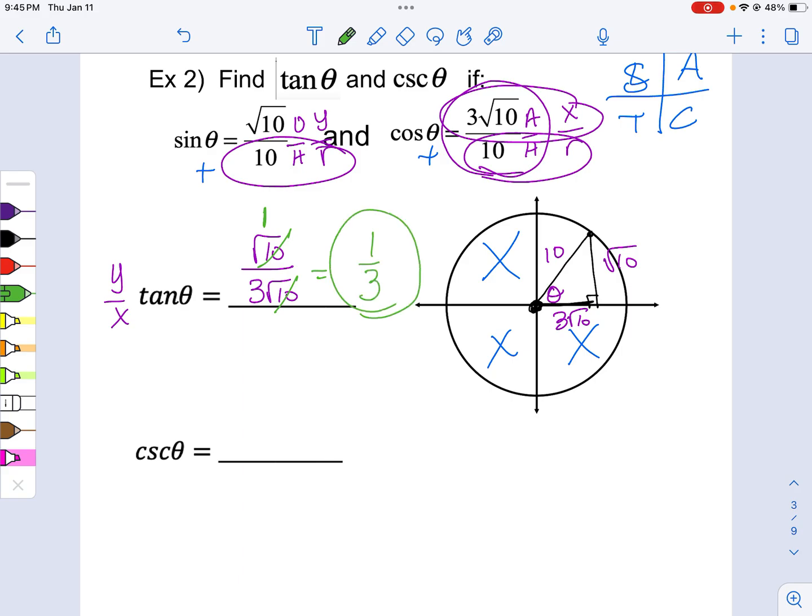So this one was kind of nice. I didn't have to rationalize. You could have rationalized, but obviously we want to reduce anything possible at the start.